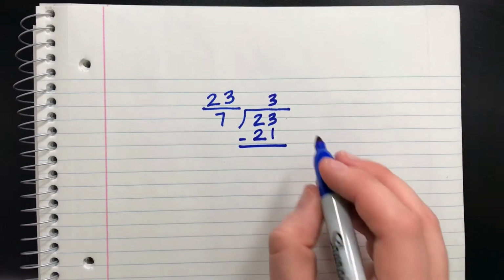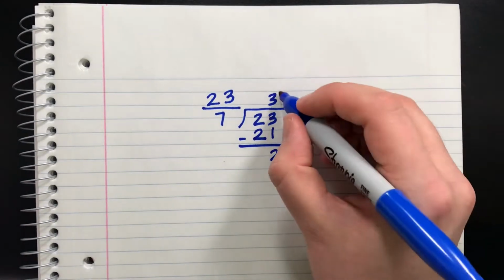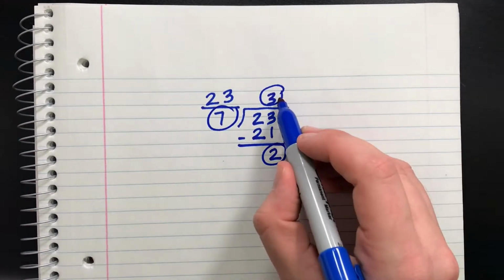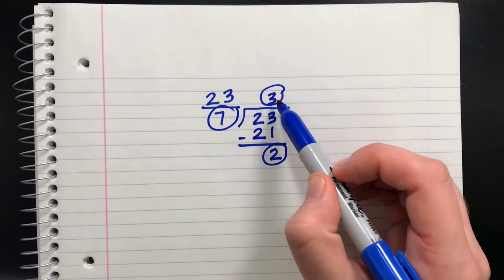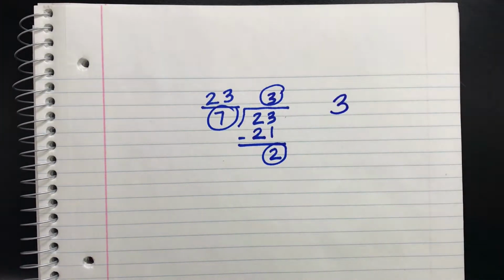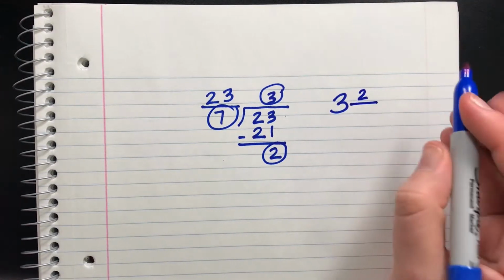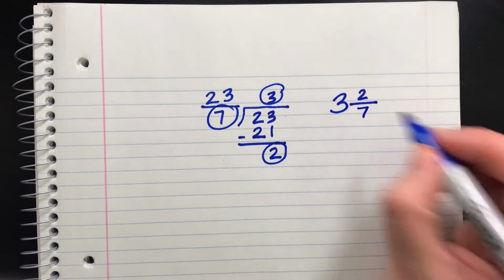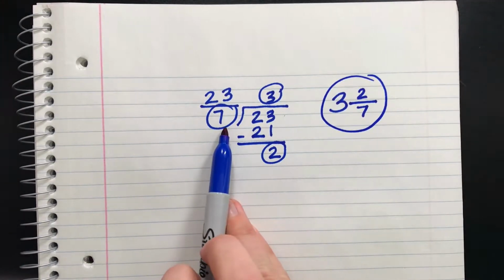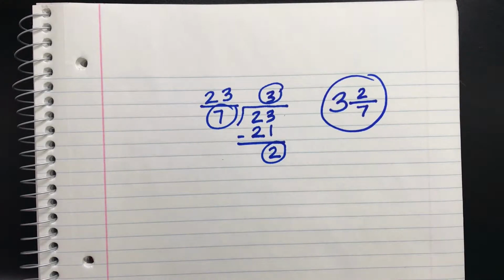We want to subtract. 23 minus 21 is 2. So now we have 3, 2, and 7. Our top number, which is our whole number, is going to be the whole number in our mixed number. Our remainder is our numerator, and then we bring the 7 over as our denominator. So 23 over 7 translates to 3 2/7.